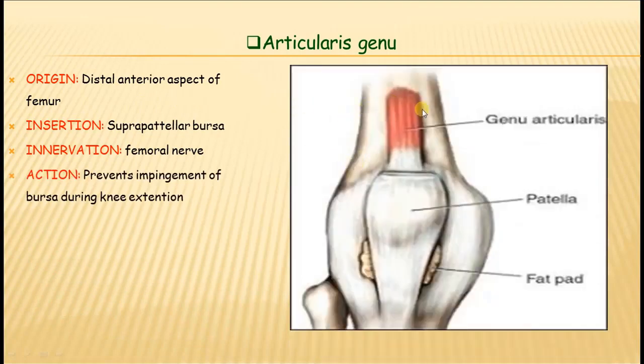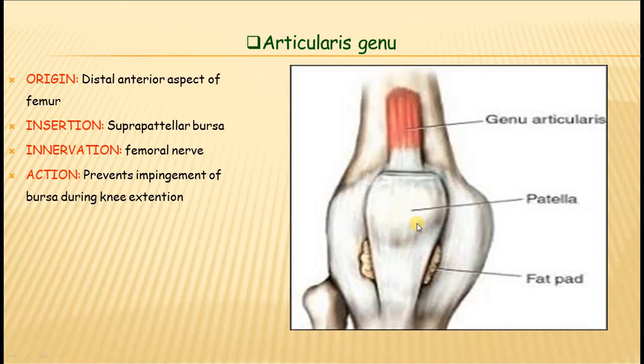There is one more small muscle. What we see here is the articularis genu muscle. It is seen in the lower part of the anterior aspect of the shaft of the femur. It is a detached part of the vastus intermedius muscle, arising by 3 or 4 slips, and it is inserted into the suprapatellar bursa. The main action is that it keeps the bursa in position by pulling upwards the apex of the synovial fold, so that the bursa doesn't get impinged between the bones during actions of the knee joint.